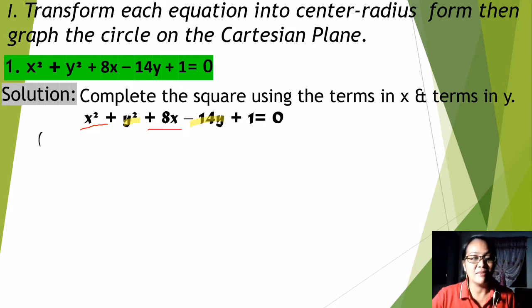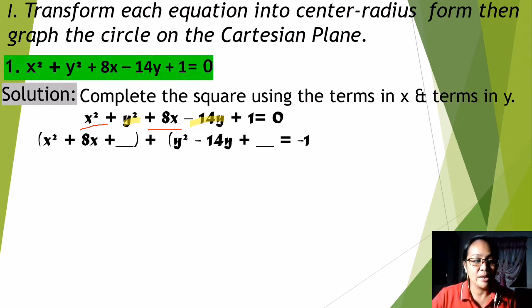Okay, so we have now x squared plus 8x plus blank, we do not have the constant first, plus y squared minus 14y plus blank is equal to, yung constant natin na positive 1, i-transfer natin over equal sign, so yung positive nagiging negative na, and then 1. So, paano tayo mag-completing the square?